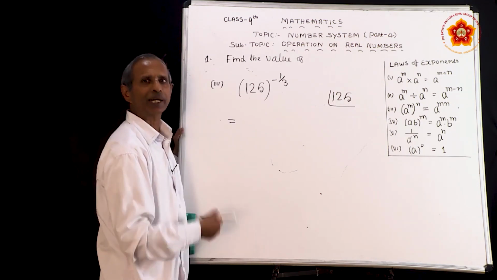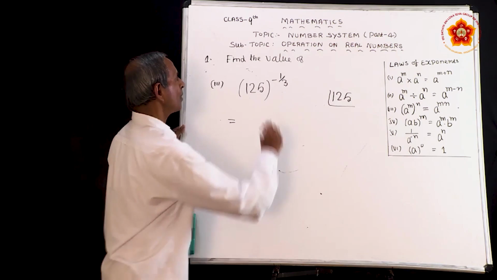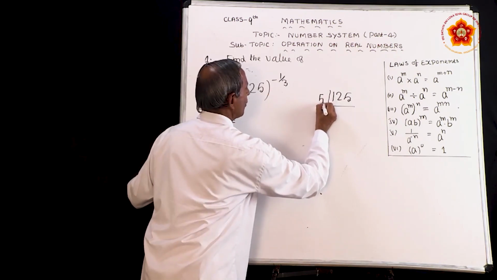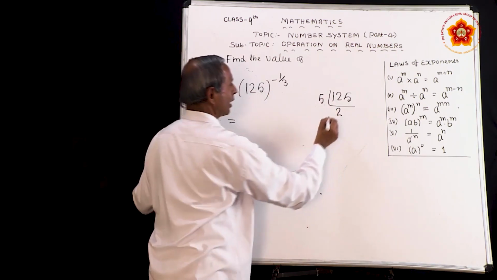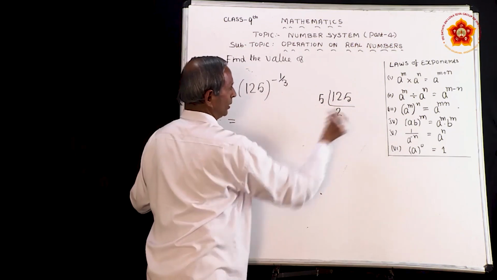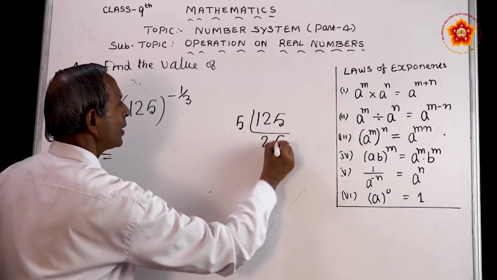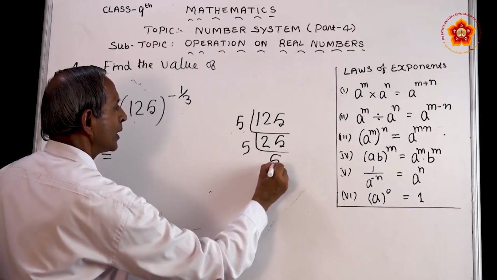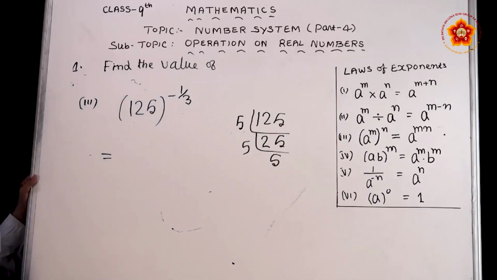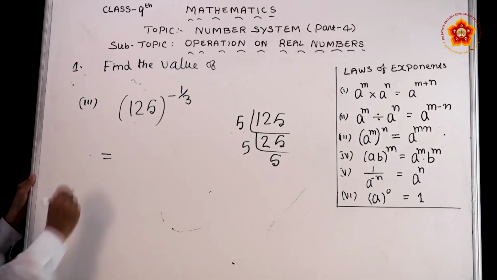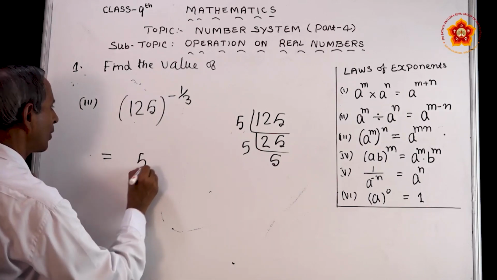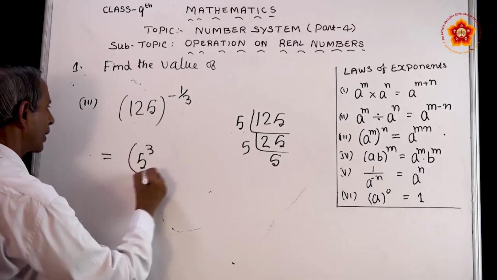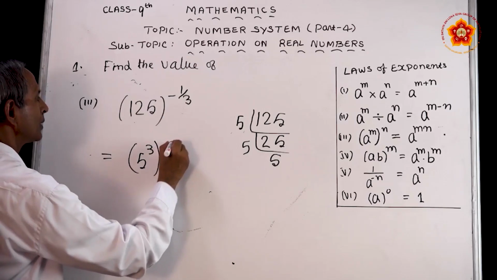So, let us take the next prime number. Next prime number is 5. 5 twos are 10, remainder is 2. We will get 25. 5 fives are 25. Once again divided by 5. Now, in this case, 5 is repeating thrice. Therefore, 125 becomes 5 raised to the power of 3. I will write it as 5 raised to the power of 3, bracket, minus 1 by 3.